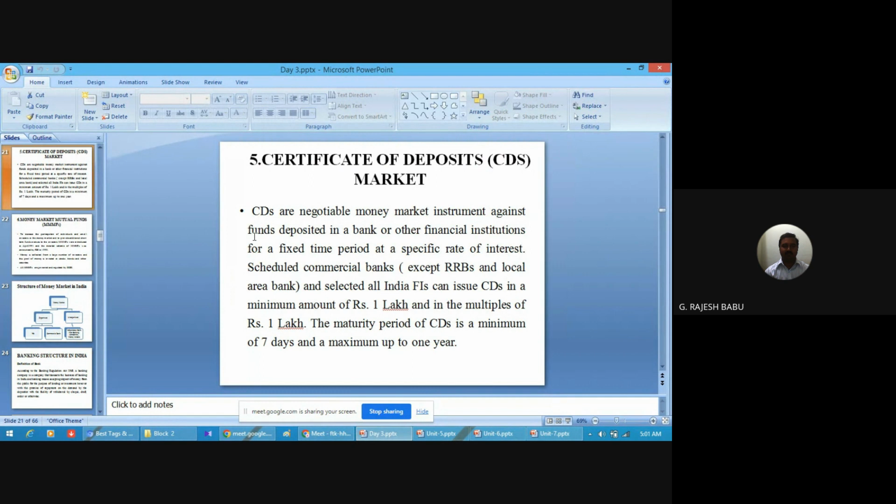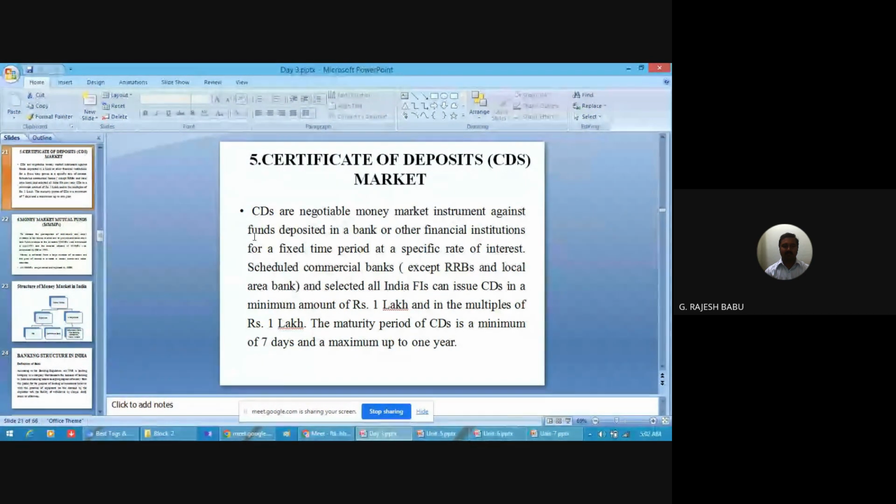Scheduled commercial banks, except RRBs and local area banks, and selected all India financial institutions can issue certificates of deposit. A certificate of deposit is issued for a minimum amount of rupees 1 lakh and in multiples of rupees 1 lakh. The maturity period is a minimum of 7 days and a maximum of 1 year.